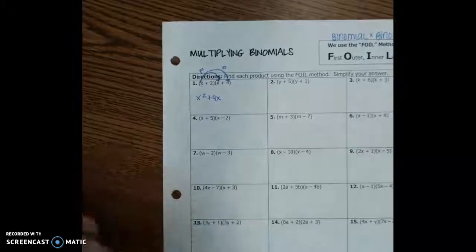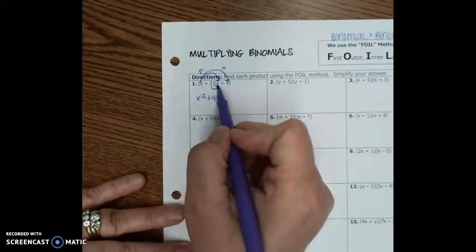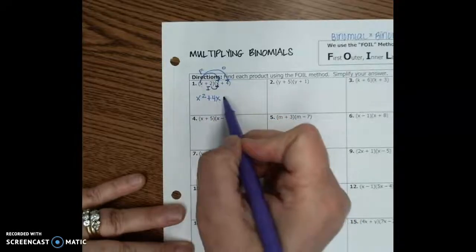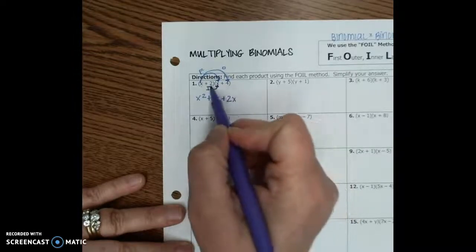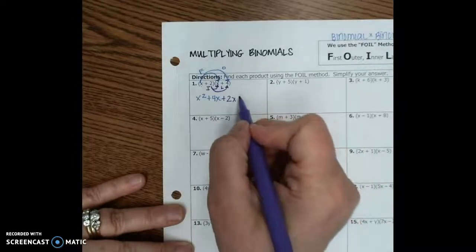All right, then we have the inner terms. So these are the two inside terms. 2 times x is 2x. And then the last terms, which will be 2 times 4, which is 8.